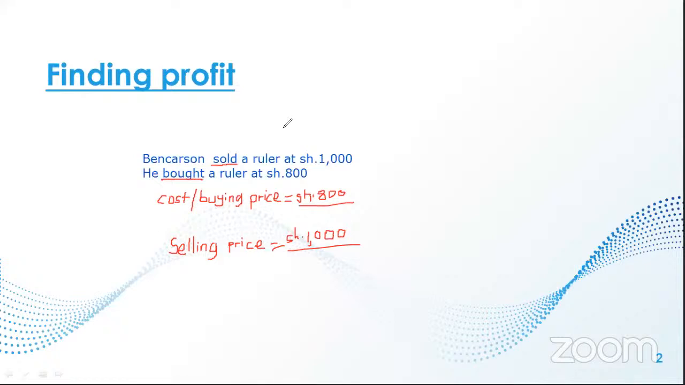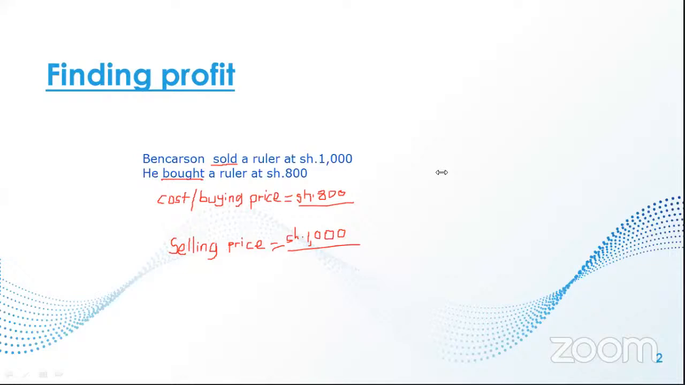Is there anybody who has seen that? How much money have you got in that ruler? Benkerson, how much money have you got in that ruler? Extra money that you have got. You bought a ruler at 800 and you sold it at 1,000. You have made some good money. How much money have you made there? What is the profit you have made there? Lubega?